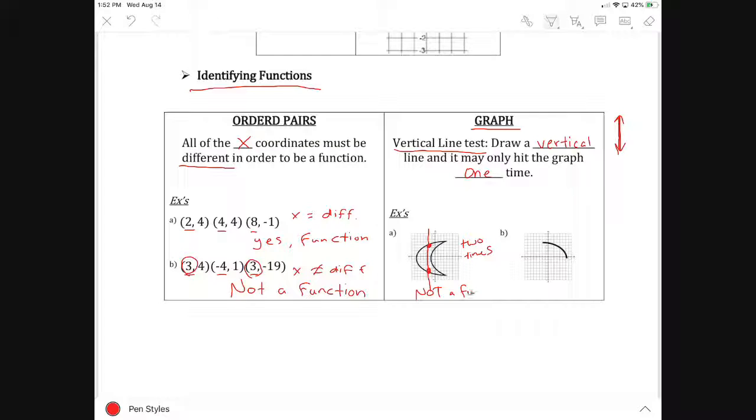Now what about if we look at letter B? We've got one curved line, and when I put a line through it, it only hits it once. If I put another line, it also only hits it once. So that means, yes, that our second part can actually be a function because it passes the vertical line test.